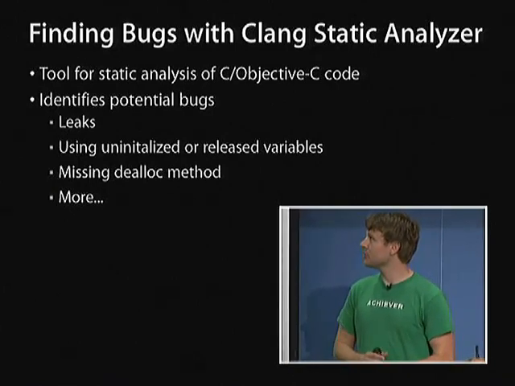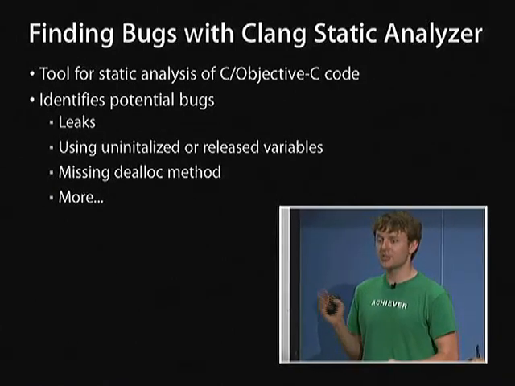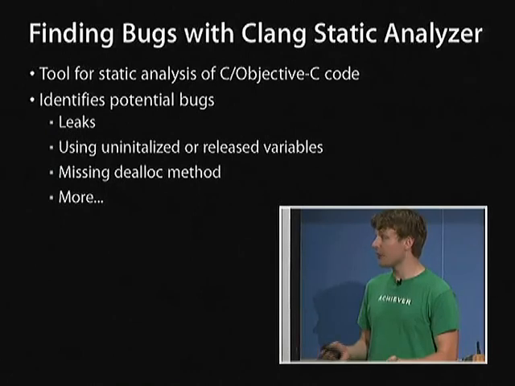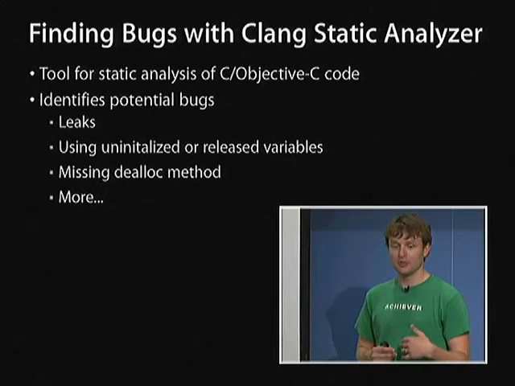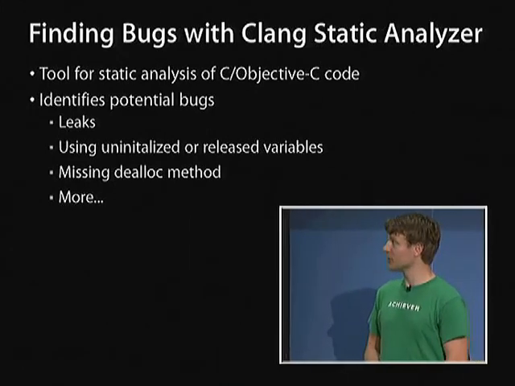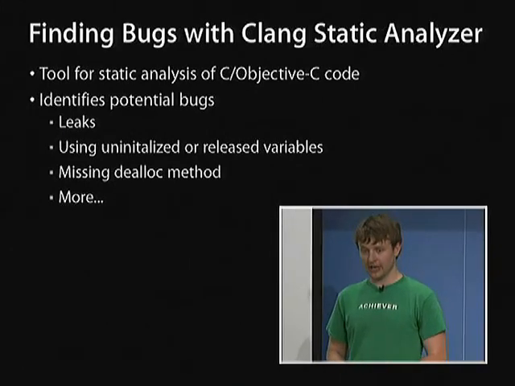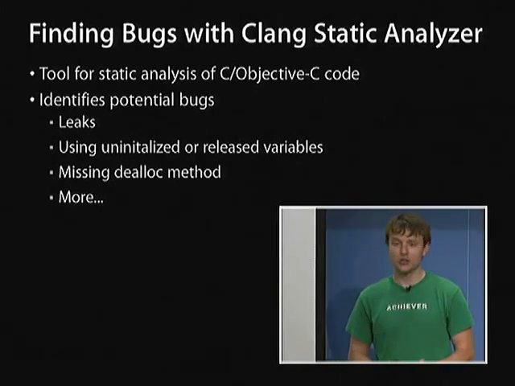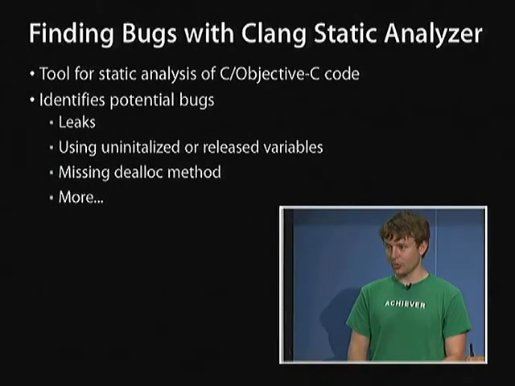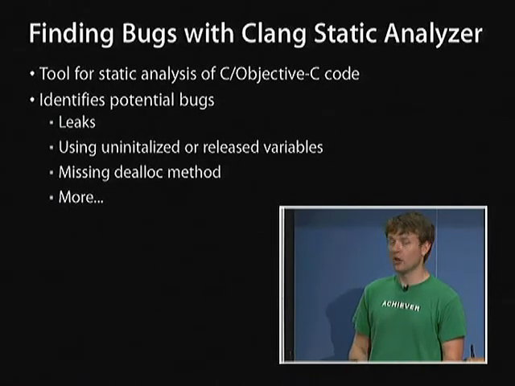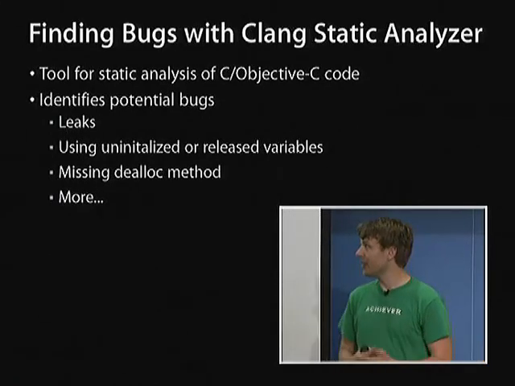So what does it do? It tries to identify potential bugs. And the key here is potential. There are times when Clang won't find a bug. There are times when the Clang Static Analyzer will flag something that's not actually a bug. So it's imperfect, but it's very, very helpful. It's key, though, that if it flags something, don't just go there and change the code without thinking about it. You should understand why you're making the change and then go ahead and do it.